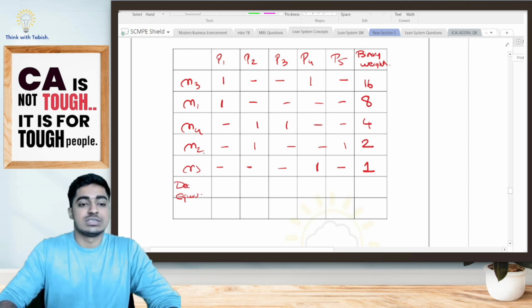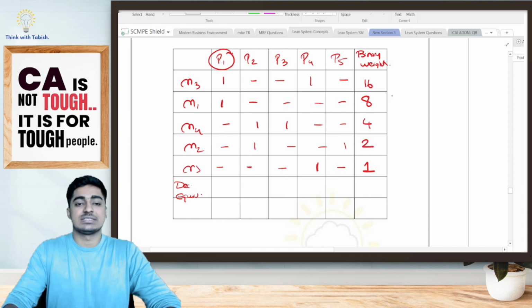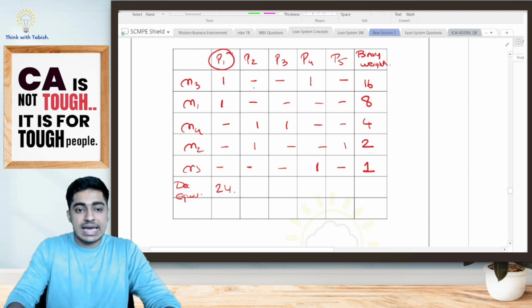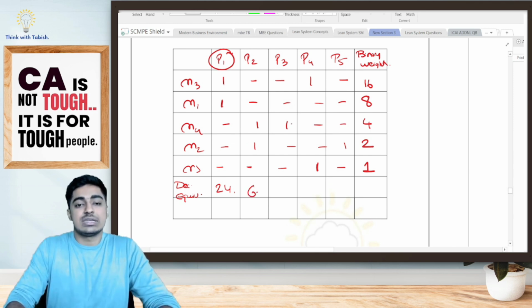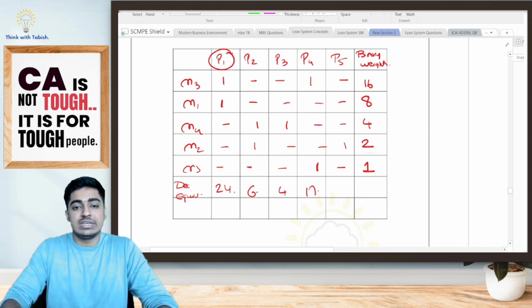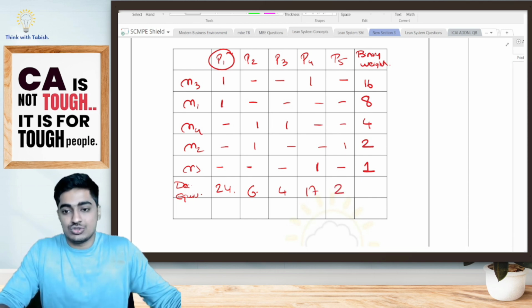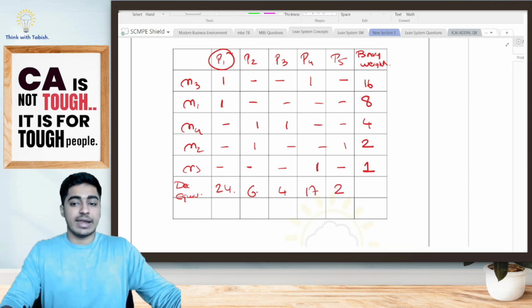Now look at this. For P1, I have machine 3 whose weight is 16 plus machine 1 whose weight is 8. So 16 plus 8 is going to be 24. For P2, I have machine 4 whose weight is 4 plus machine 2 whose weight is 2. So 4 plus 2 is going to be 6. Here it is going to be 4. Here it is going to be 16 plus 1, 17. Here it is going to be 2. Is this clear, students? Write it down.